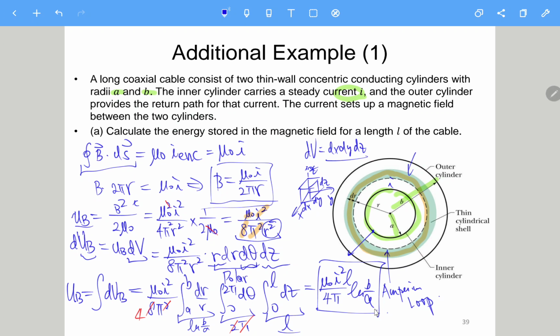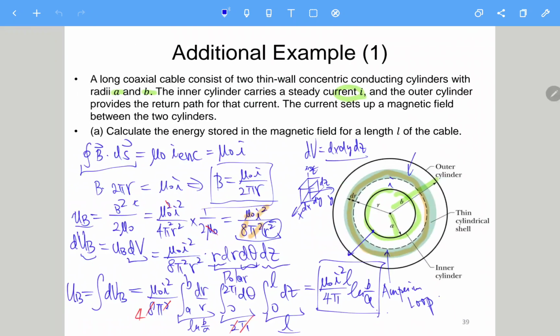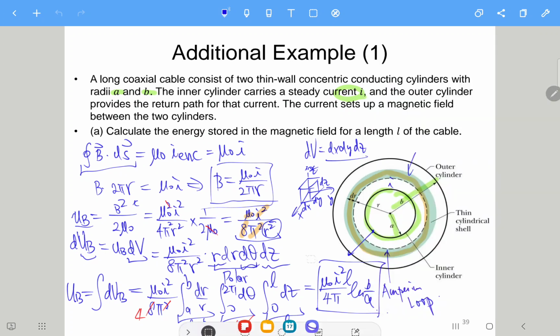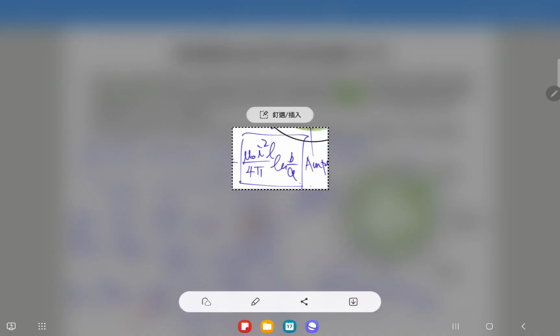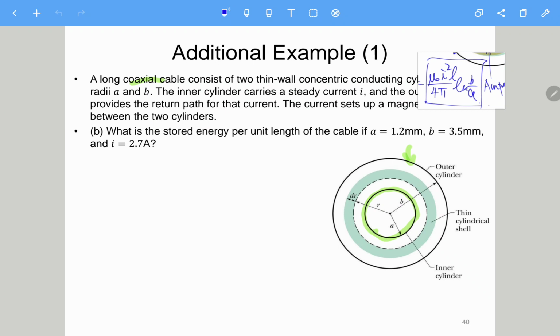Okay, so for part B, it asks what is the stored energy per unit length of the cable if A equals 1.2 millimeter and B equals this value, I is this value. Actually we just need to plug all the numbers into here. So we have this one, UB, to be this expression.